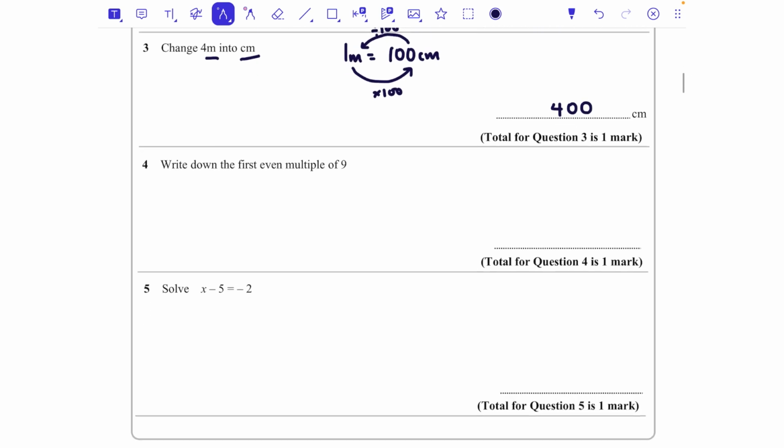For question number 4, write down the first even multiple of 9. So multiples of 9 are numbers in the 9 times table. If you think about all the numbers in the 9 times table, there we go. The first even one is going to be 18. 9 is odd, 18 is even. It's even if it's in the 2 times table. So there we go, 18 for that one.